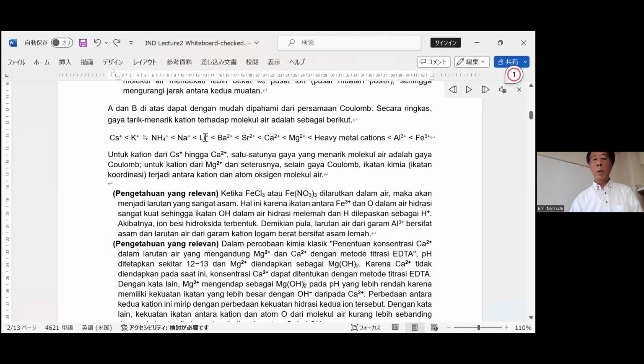So, please look at this. Magnesium precipitates as hydroxide at pH higher than 10. Calcium and the alkali metals will not precipitate as hydroxide. Heavy metals, aluminum, iron precipitate as hydroxide.